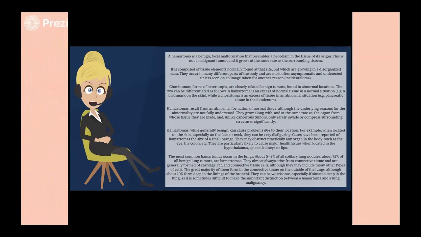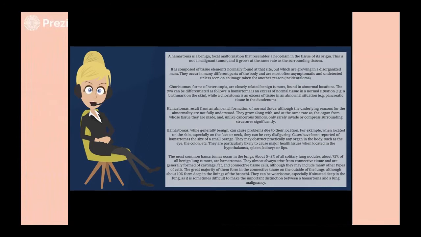Hamartomas, while generally benign, can cause problems due to their location. For example, when located on the skin, especially on the face or neck, they can be very disfiguring. Cases have been reported of hamartomas the size of a small orange. They may obstruct practically any organ in the body, such as the eye, the colon, etc. They are particularly likely to cause major health issues when located in the hypothalamus, spleen, kidneys or lips.